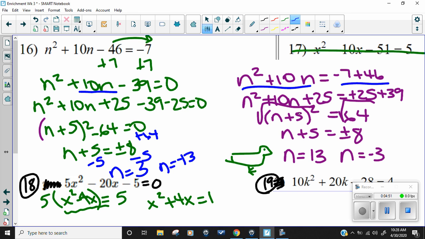This factors to this. You take the square root. 25 plus 39 is 64. Take the square root, and you go on from there.